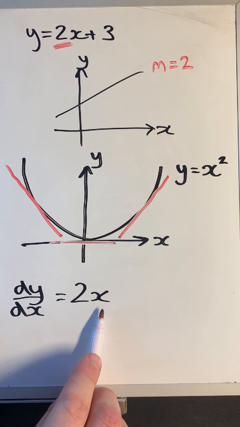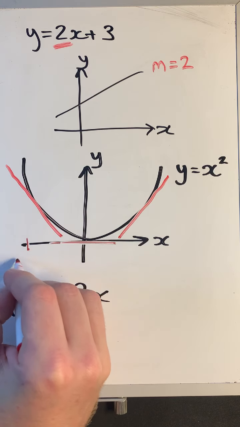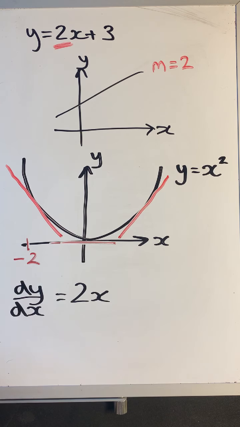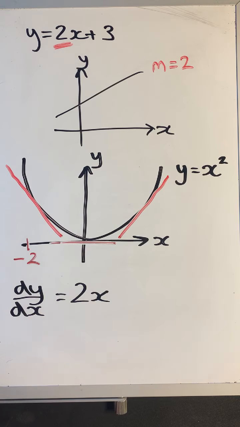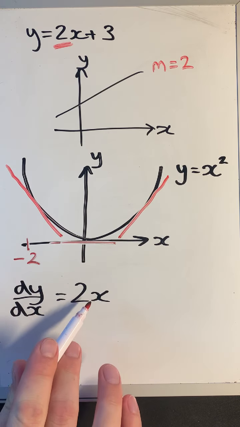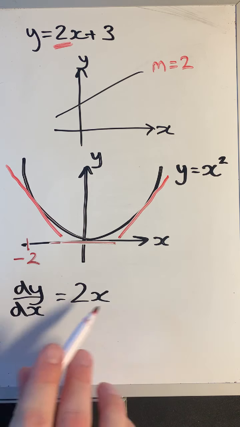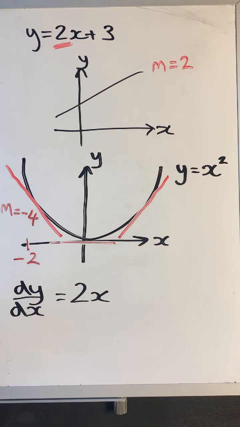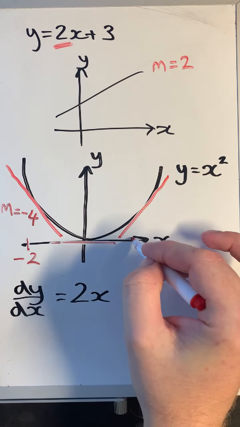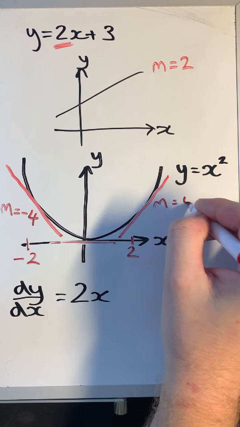Yes? So if I asked you, for example, what is the gradient at, say, x equals -2, what we'd have to do is substitute this value of -2 into this gradient. It's almost like a gradient formula. We substitute it into this and we get gradient as -4, 2 times -2. So we've got m here is -4. If I ask you what's the gradient at, say, x equals +2, sub it into here, of course we get m is equal to 4.